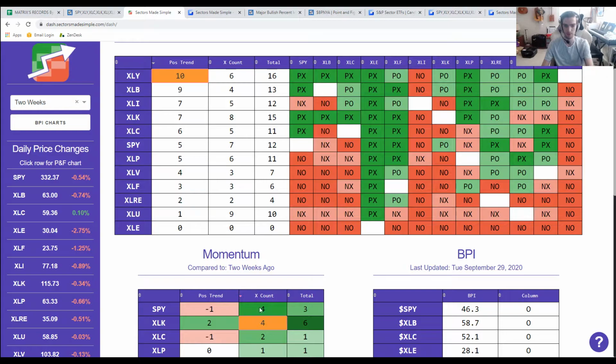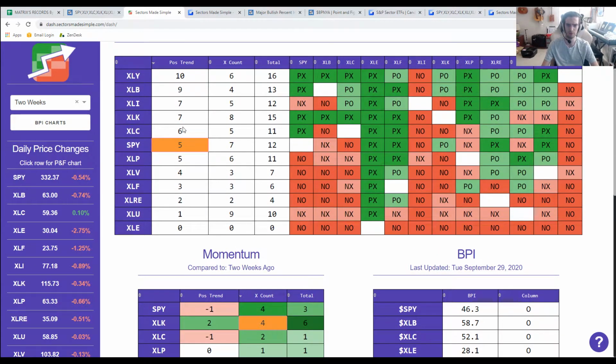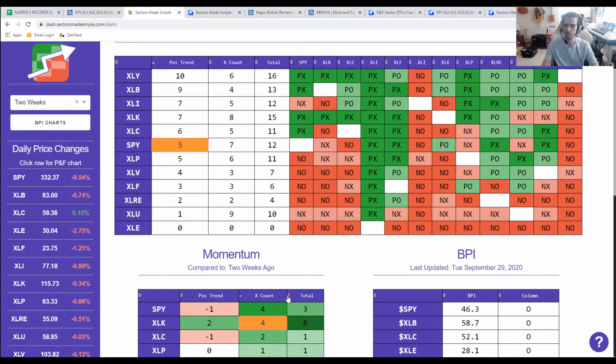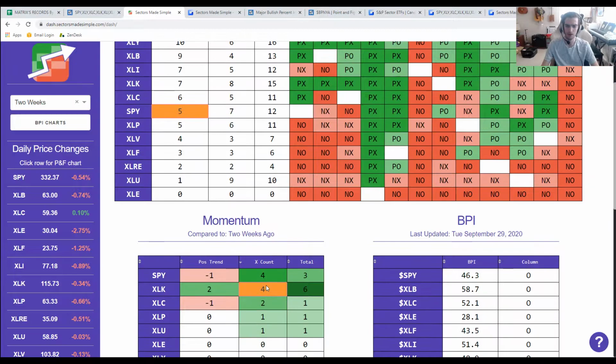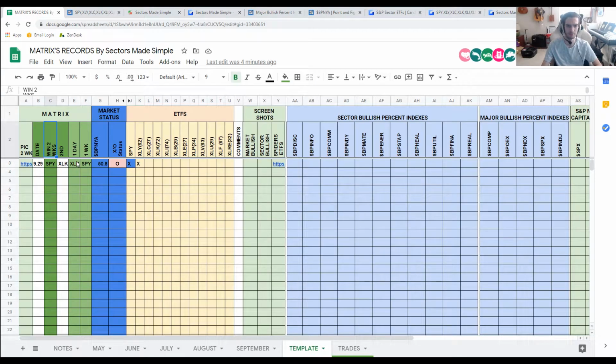SPY or XLK? We see here that the SPY is second. Wait, what happened here? I'm confused, because didn't I put SPY as the leader before? I think I did. Yeah, I got these reversed.